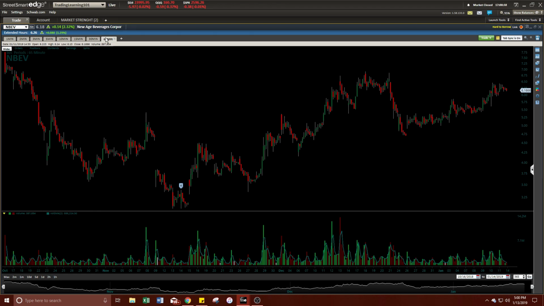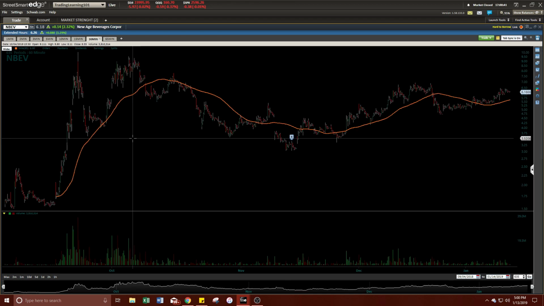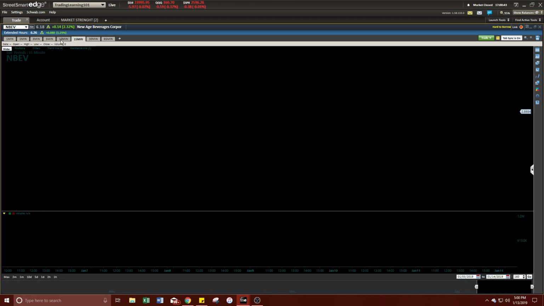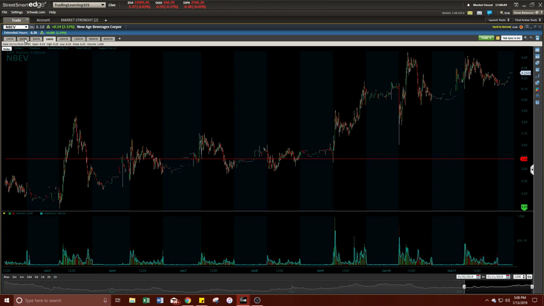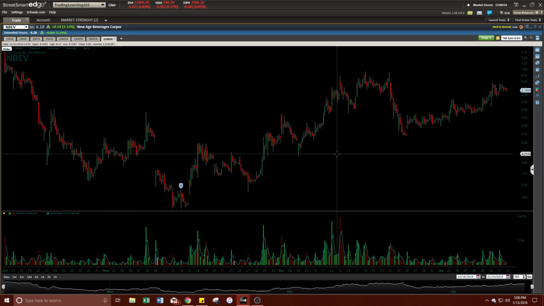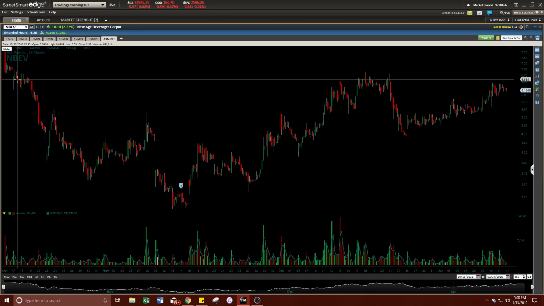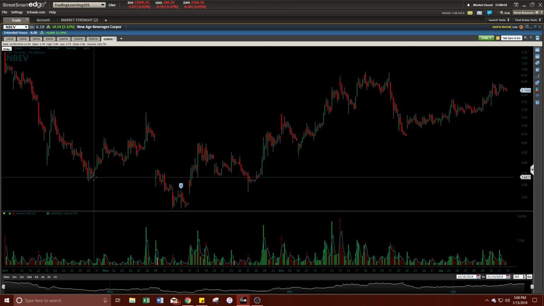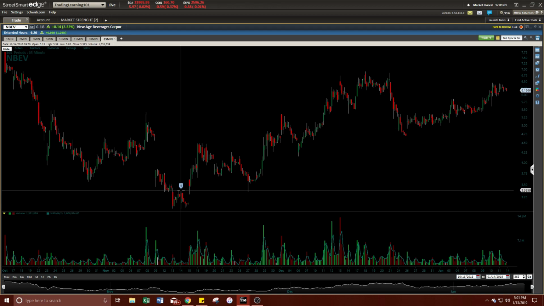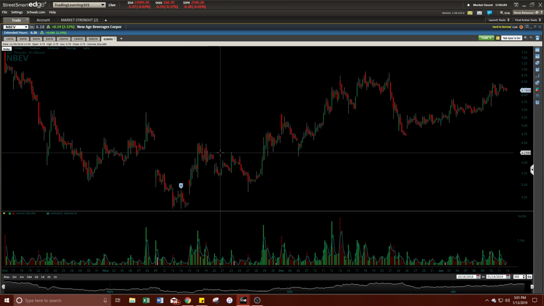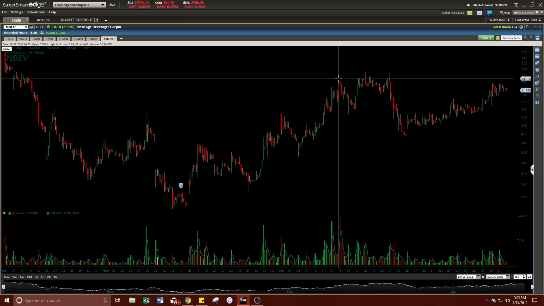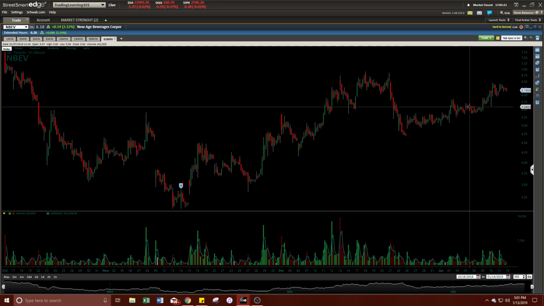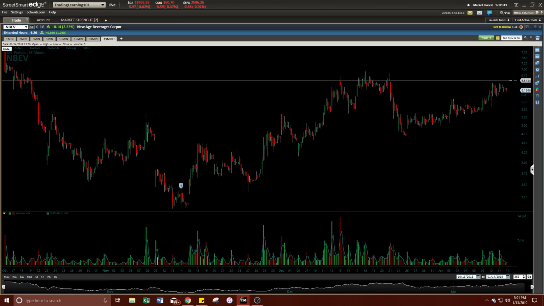I'll look at it in the 65 minute, and then I'll look at it in a 30 minute, 15 minute, 10 minute, 5 minute, all the way down to pinpoint my entry. So starting with the 65 minute, we could see it was trending down right here, and then it went sideways right here with even a gap down. It went sideways, and then it trended up a little bit, and now it's looking to consolidate and go sideways again before its next move.